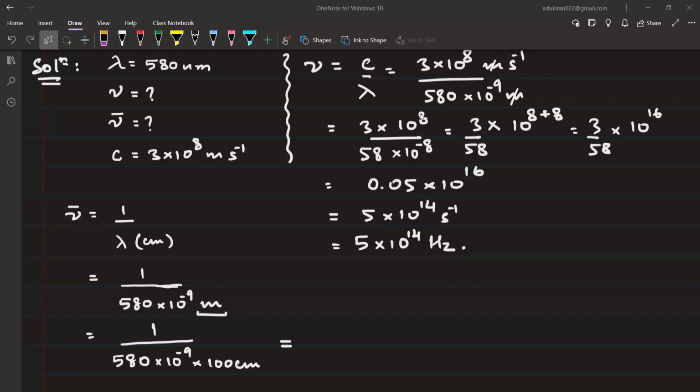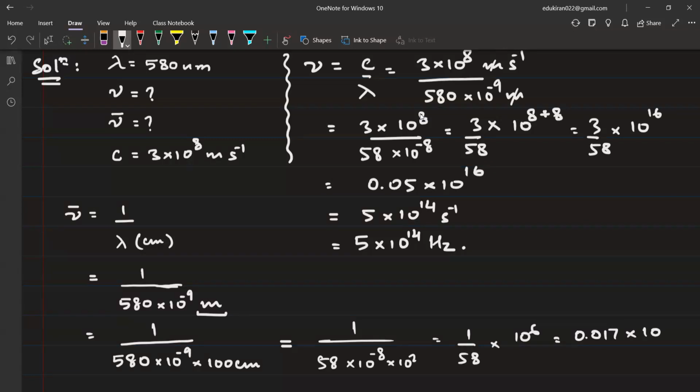This will be 1 upon 58 into 10 to the power 8 into 10 to the power 2. This will be 1 upon 58 into 10 to the power -6. -6 will go above, it will become 10 to the power plus 6. 1 upon 58 will be approximately, see guys, 0.017, something around like this it will be there. 7, 8 or 7, 6 कुछ इस तरह से होगा. 10 to the power 6, it will be centimeter inverse.